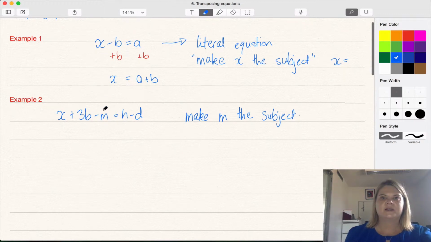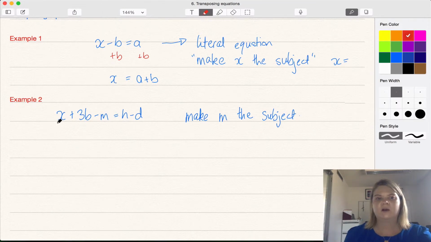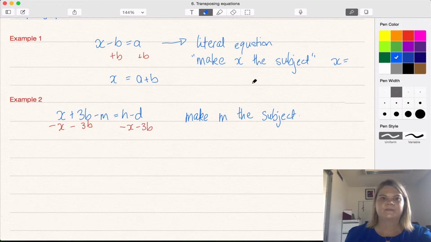We're trying to get m by itself, so I need to remove the x and the 3b. You could do that one at a time. I'm going to do them all in one go. So I'll go minus x and minus 3b to both sides. So I'm left with, these cancel, negative m on this side equals, none of these are like terms, so it's going to be h minus d minus x minus 3b. Nothing we can simplify there.